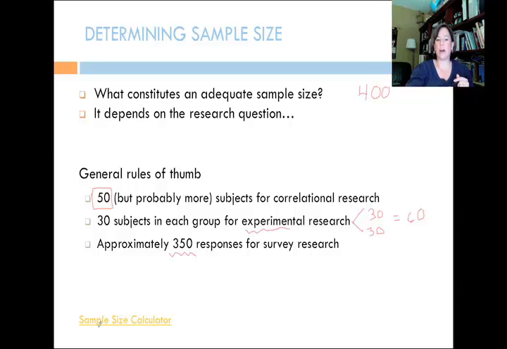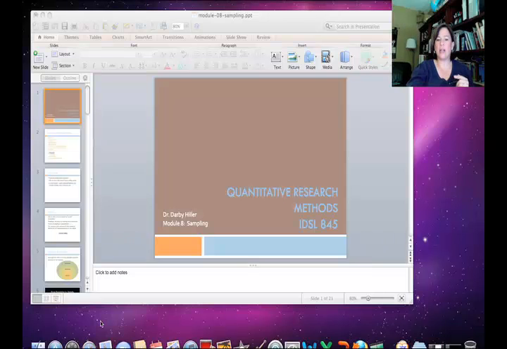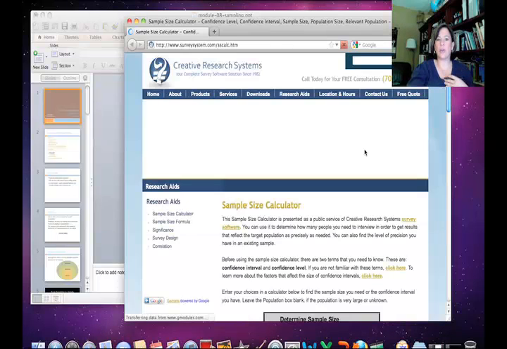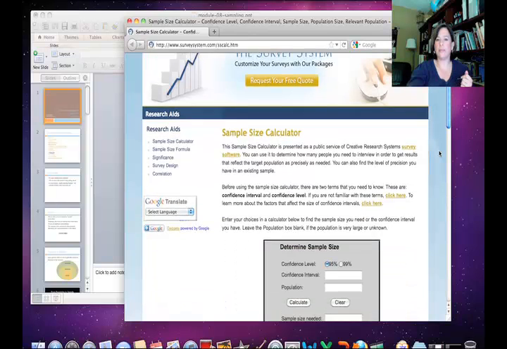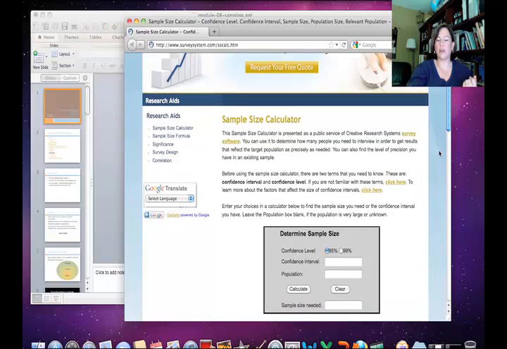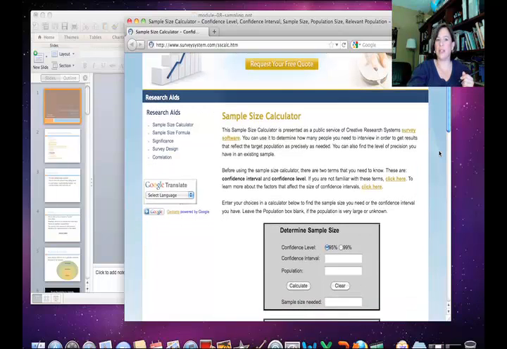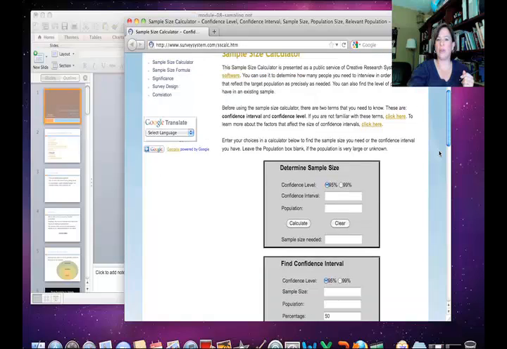Here's one example of a sample size calculator. It's one that I use. Let me show you what that looks like from Creative Research Systems. And you can just Google sample size calculator to get one that you can use.